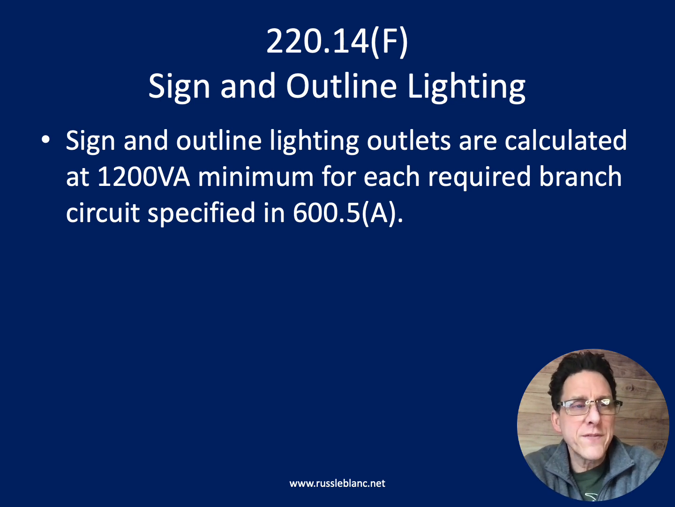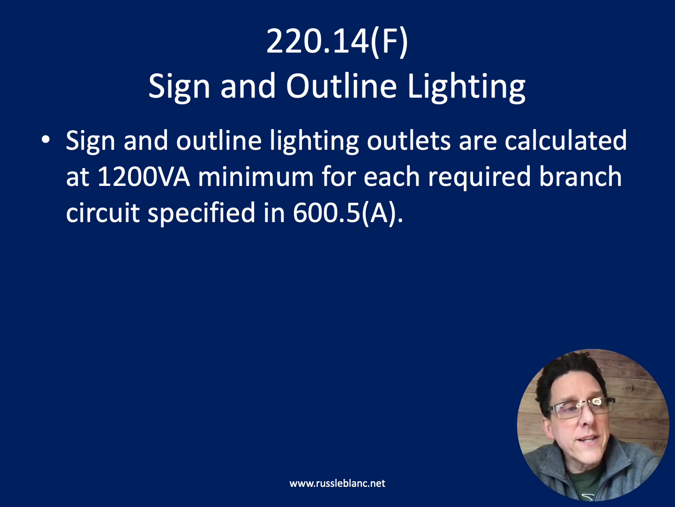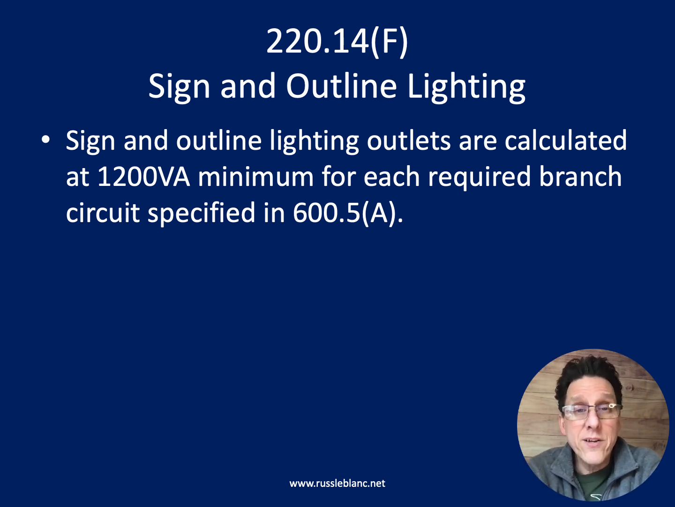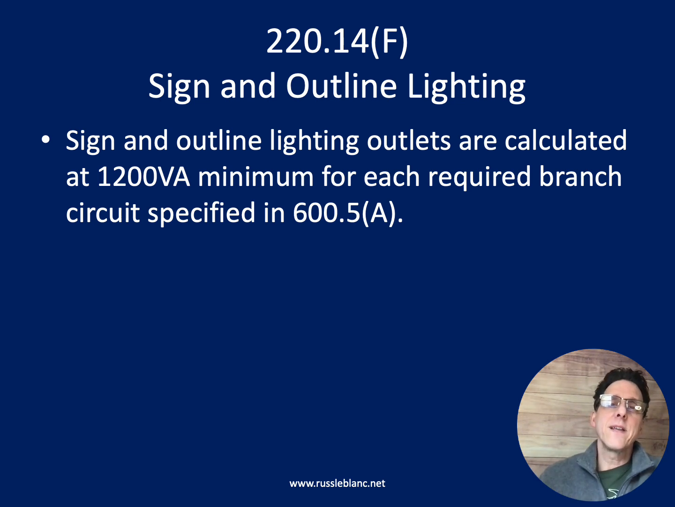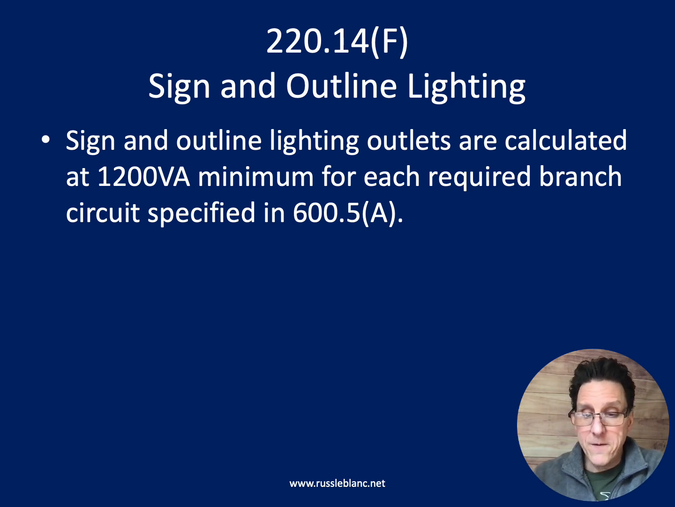All right, 220.14(F) says this: sign and outline lighting outlets are calculated at 1200 volt-amps minimum for each required branch circuit as specified in 600.5(A). Okay, let's see what's required in 600.5(A). Let's go there.